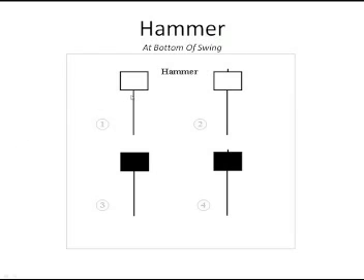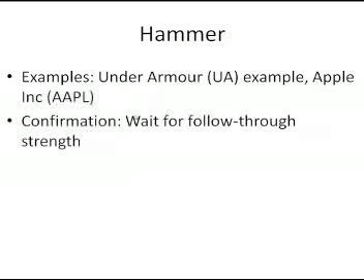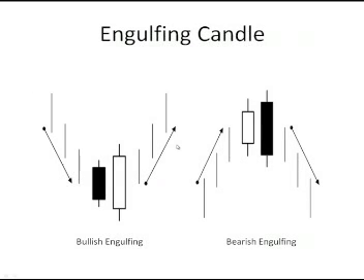You can see here it's got a long wick or a long tail at the bottom and a small body. It doesn't matter whether the body is filled or not filled, or in my case, you'll see in a second, red or green. The important thing is the long tail. Hammer examples I'll show you in just a second. You want to wait for follow-through buying though when they occur, and they occur at bottoms. So let me get away from the PowerPoint here for a sec and show you the charts.